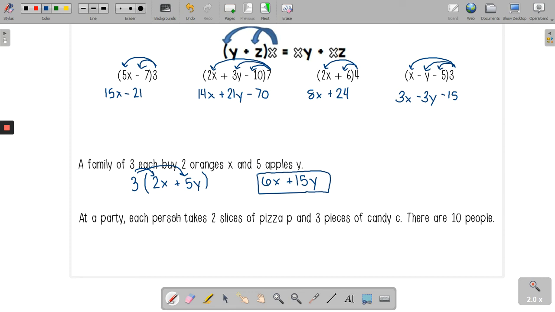And then at a party, each person takes 2 slices of pizza P and 3 pieces of candy C. There are 10 people. So we have 2 pizzas, so 2P, and 3 candy, so 3C. And there's 10 people. So we're going to take that and multiply it by 10. We're going to simplify this the same exact way. Take 10 and distribute it in. So 10 times 2P is 20P. And then 10 times 3C gives us 30C.